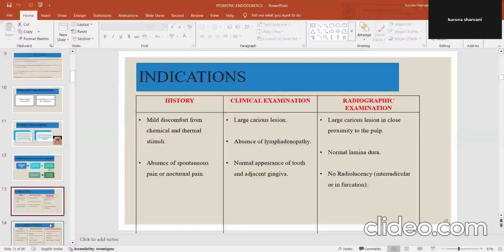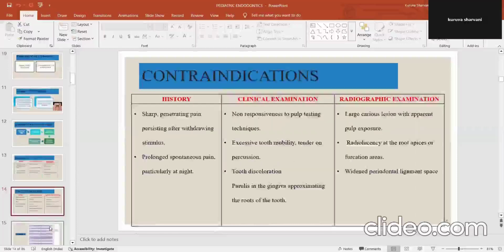Coming to contraindications. What are the contraindications? Absolute: if there is any sharp pain, then it is contraindicated. Okay. Next, coming to clinical examination: if the tooth has any mobility, then it is contraindicated for indirect pulp capping.